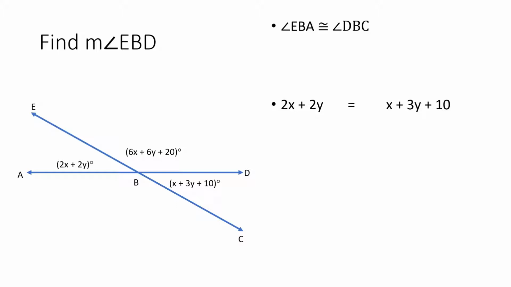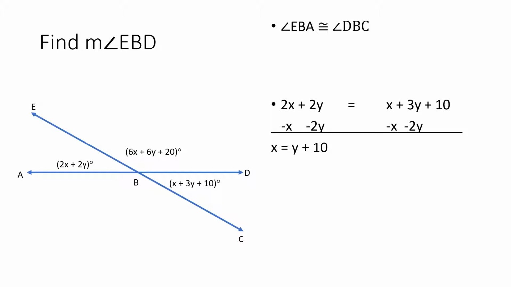What follows from that is that 2x plus 2y must be equal to x plus 3y plus 10. Now, if we subtract x and 2y on both sides of this equation, then what we're actually going to end up doing is figuring out what x is equal to in terms of y. When we carry out that math, we see that x is equal to y plus 10.